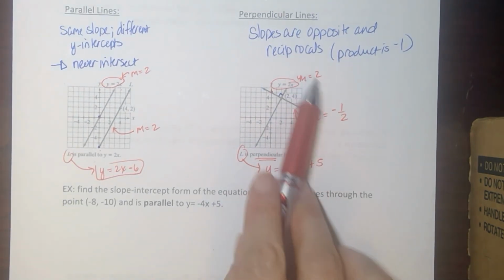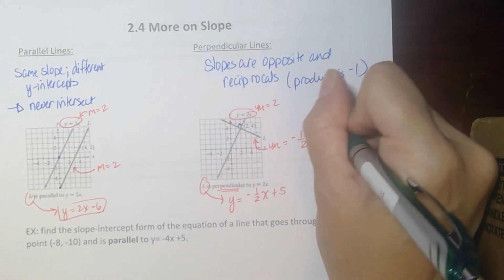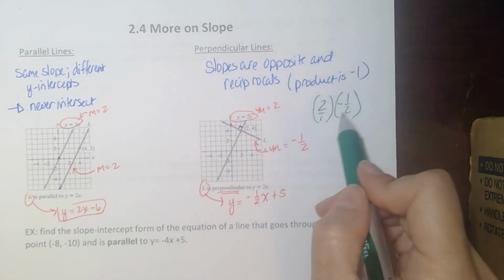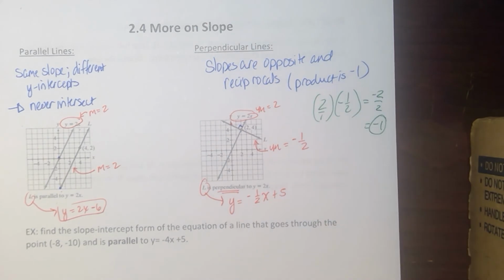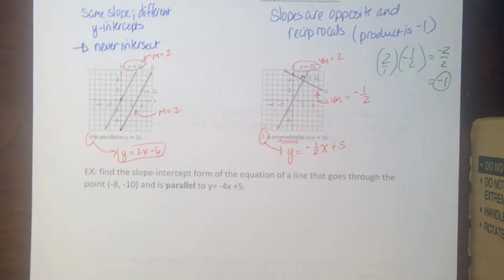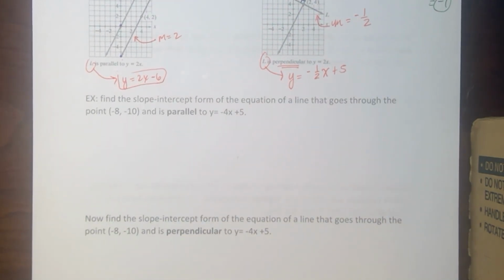2 and -1/2 are opposite and reciprocals of each other. If I multiply together 2 times -1/2, I get -2/2, which is the same thing as -1. That is going to happen every time I multiply together the slopes of lines that are opposite reciprocals. Okay, we have a couple of examples here that we're going to do together. And then there are 3 practice problems on that last page that we are not going to do together today.